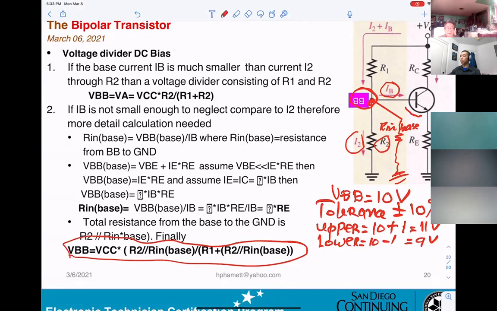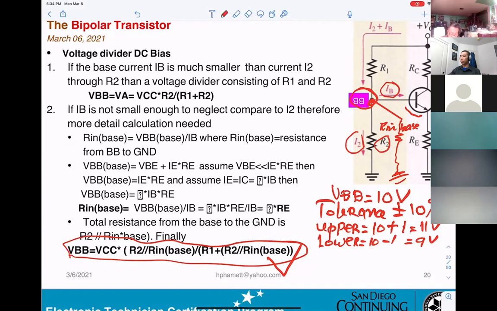So that's why if you calculate with this formula, you can get a more accurate value of VB. But really, we don't need it. I just show it because if maybe you go to college or university, they will be asking you to do it. But we are technicians. We are just testing, so we don't need that.